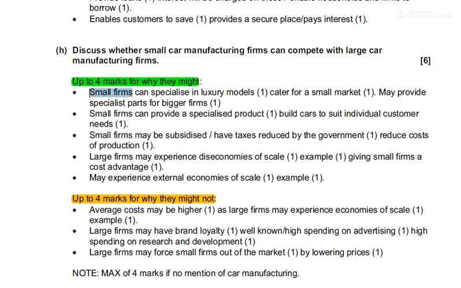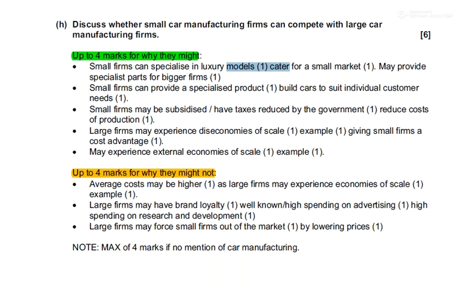Small firms could be niche, and this would provide a market for them. Small firms can have a better specialized product. Small firms may be subsidized. Large firms may be inefficient. And you may even experience external economies of scale if the small car producer is located beside the large car manufacturer. So some reasons that small car manufacturers could compete must be explained to get those marks.